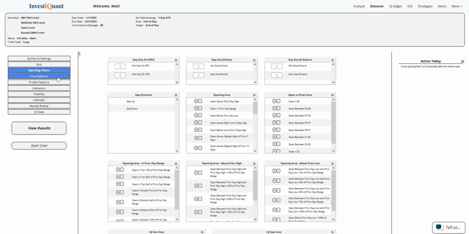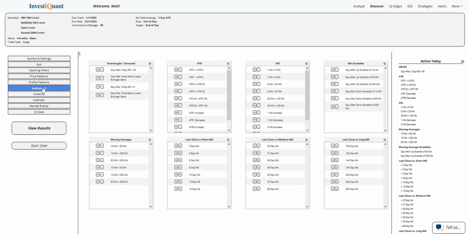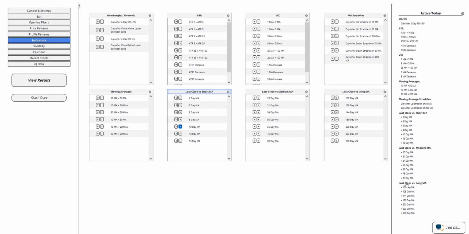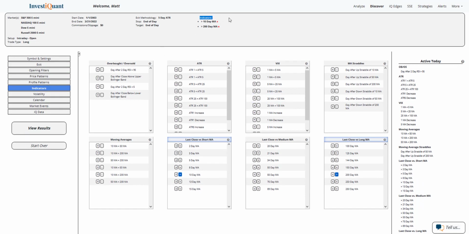So let me go ahead and keep moving down. I'm going to go down to the indicators, and I'm going to say yesterday or Friday closed above two different moving averages. I'm going to grab them from the active today section. So I'm going to use a short-term moving average of above a 10-day simple moving average. And then if I go down a little bit lower, we'll grab the 200 from there as well. So both of those have been added to the test here, above a 10 and above a 200-day simple moving average.